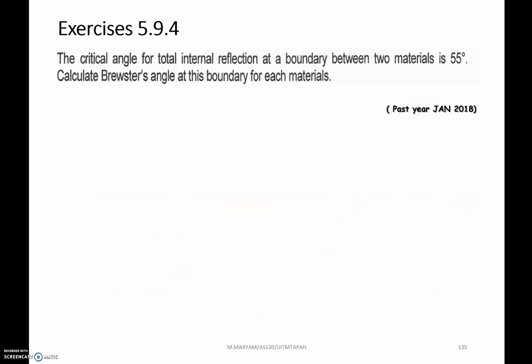Okay, let's try another example. The critical angle for total internal reflection at the boundary between two materials is 55 degrees. Calculate the Brewster's angle at this boundary for each material. The materials' indices of refraction are not given. We don't even know what kind of material that is. So what we can do is compare equations, because the question mentions critical angle as well as Brewster's angle. So write down the two equations.